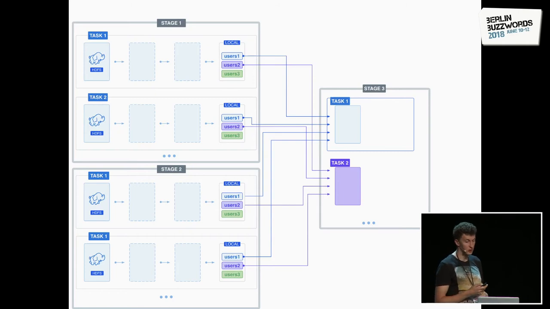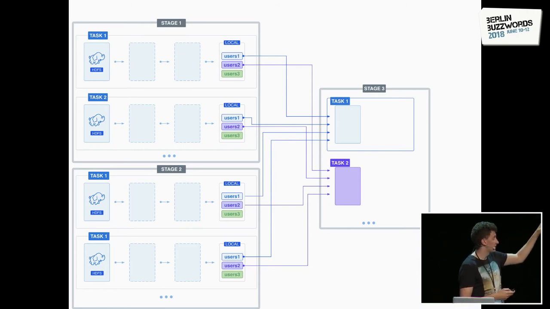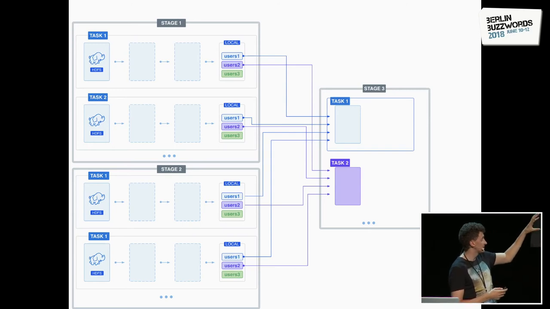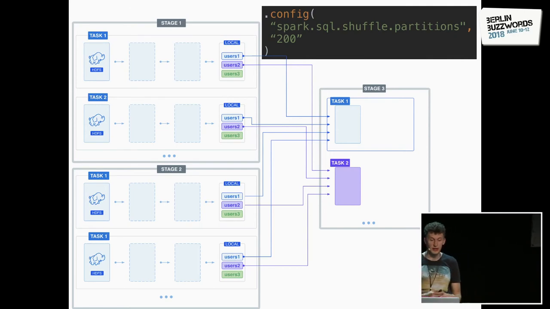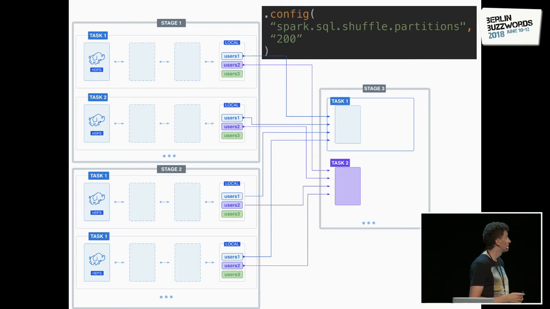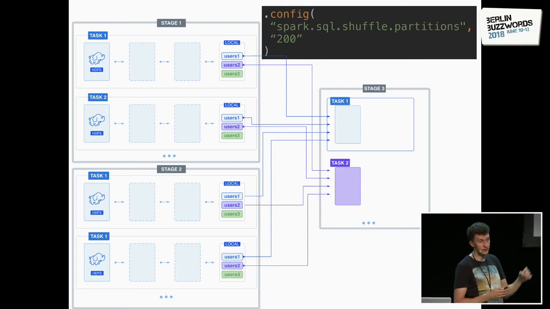The join will look exactly the same, and the question will be how many tasks in stage three you will have, how many tasks you will split the data into. Here is the answer. It's controlled by this spark.sql.shuffle.partitions parameter, and that's why you saw 200 there.